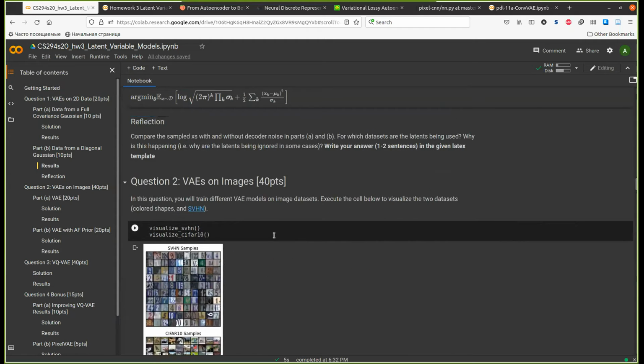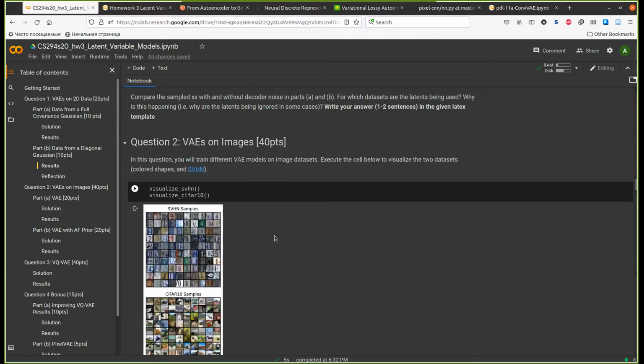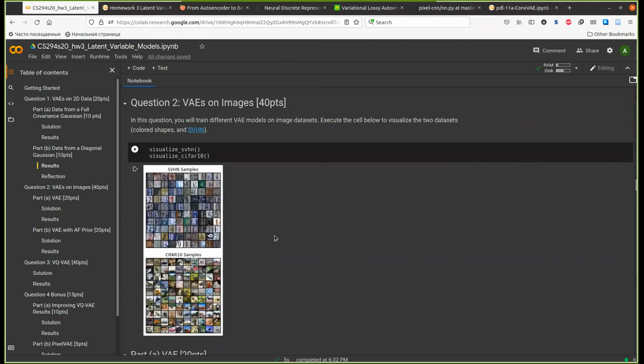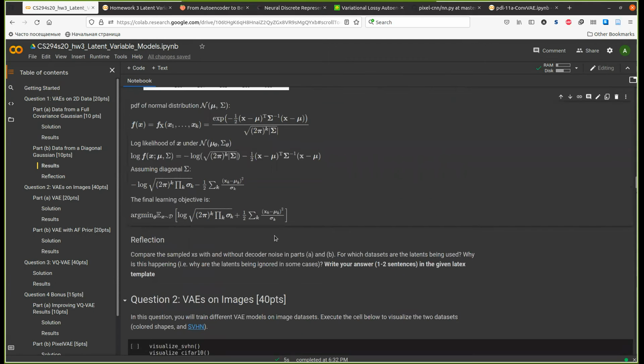Okay, so that's my understanding of what's going on, and this is related to what we will see here, and I think it might in some way explain the blurriness of the outputs of the variational autoencoders. And there is also another interesting example.